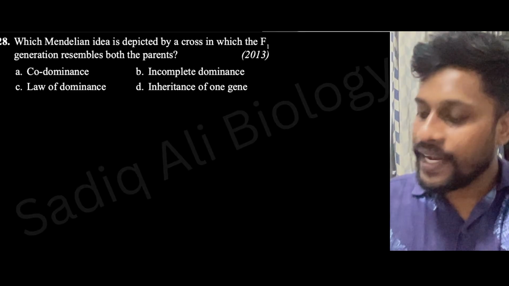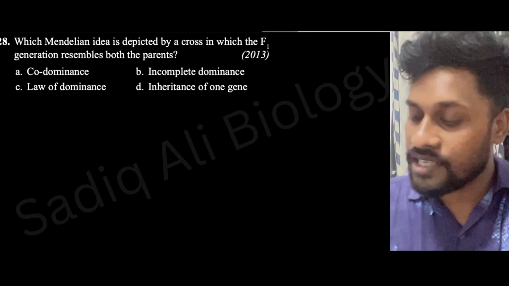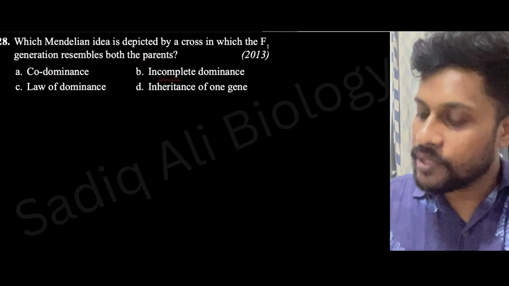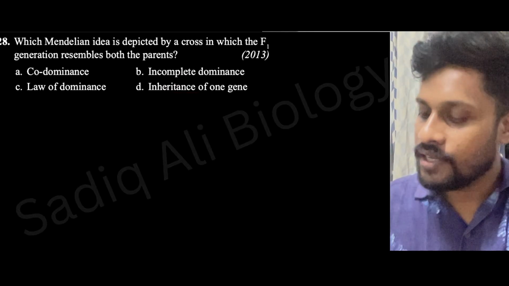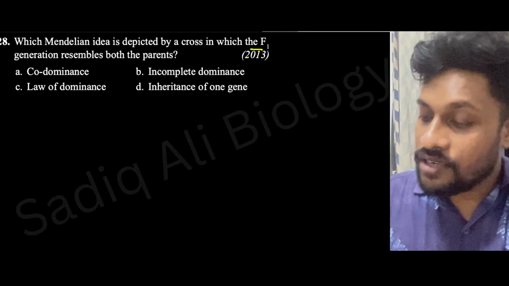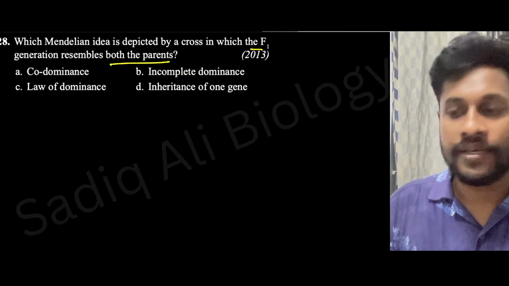Now, 28. Which Mendelian idea is depicted by a cross in which the F1 generation resembles both the parents? Codominance, incomplete dominance, law of dominance, inheritance of one gene. What will be the answer, guys? Cross in which the F1 generation resembles both parents. What will it be?